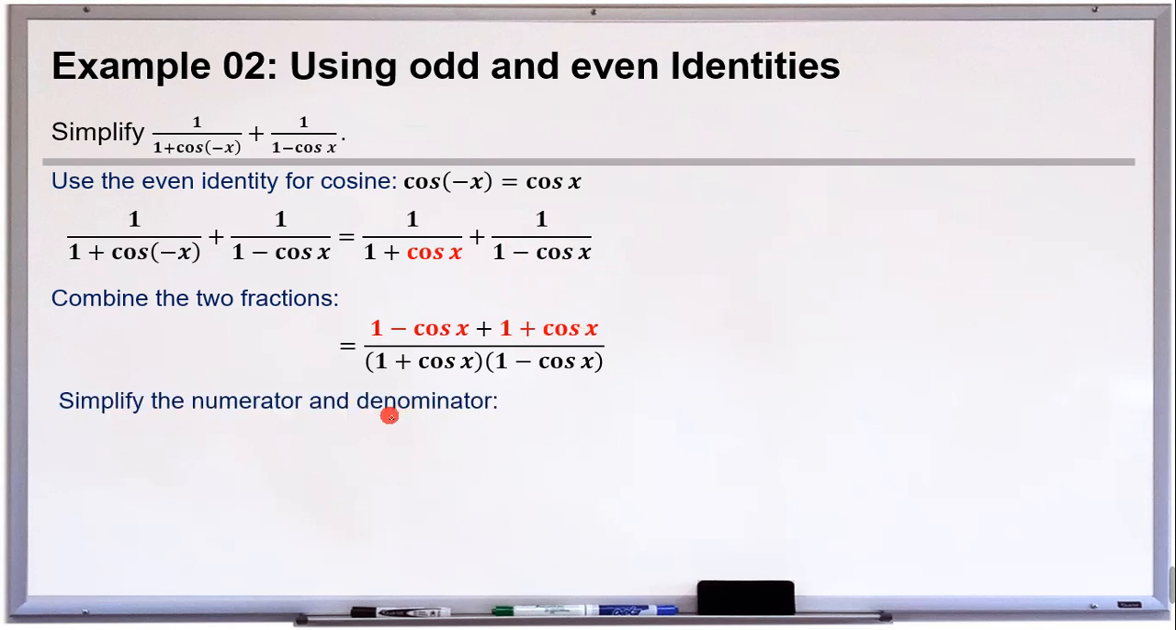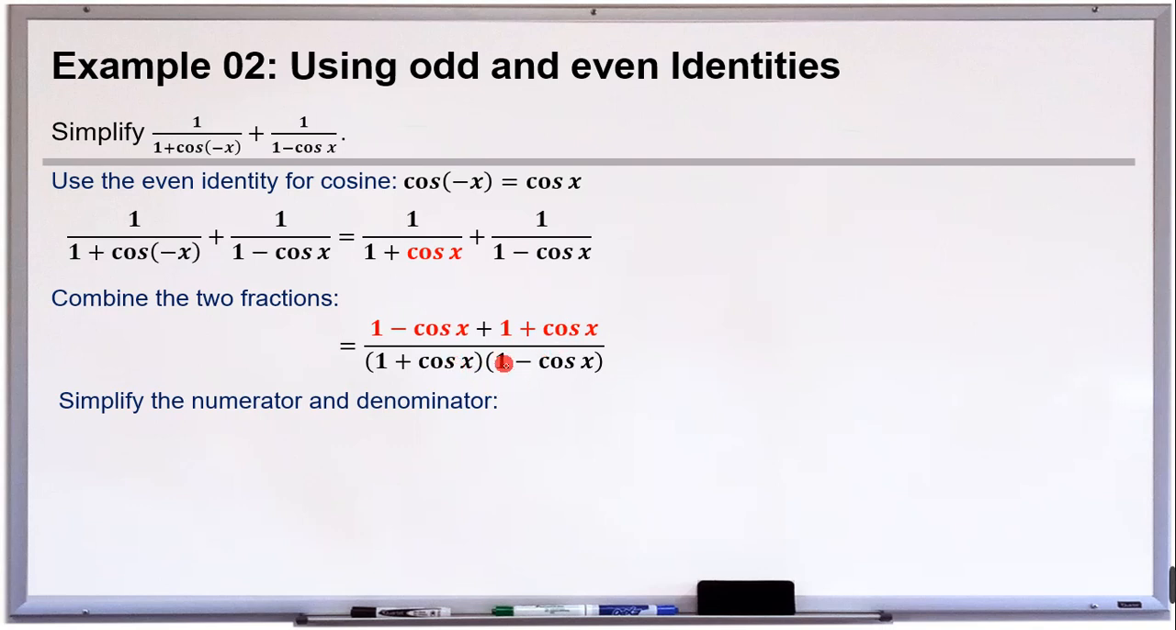Next is to simplify the numerator and the denominator. For the numerator, we have 1 plus 1, that is 2. And then we have negative cosine x and positive cosine x. So same term with opposite signs. That will equal 0.